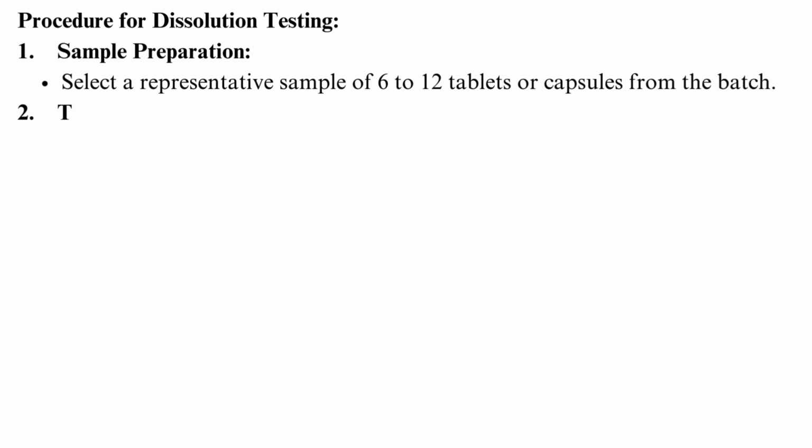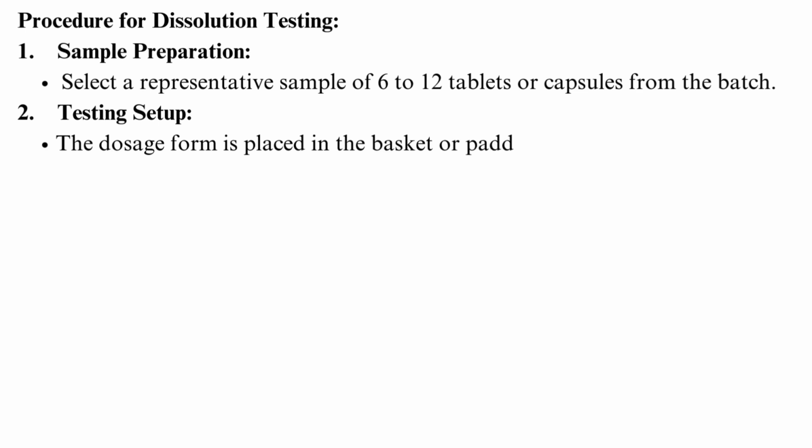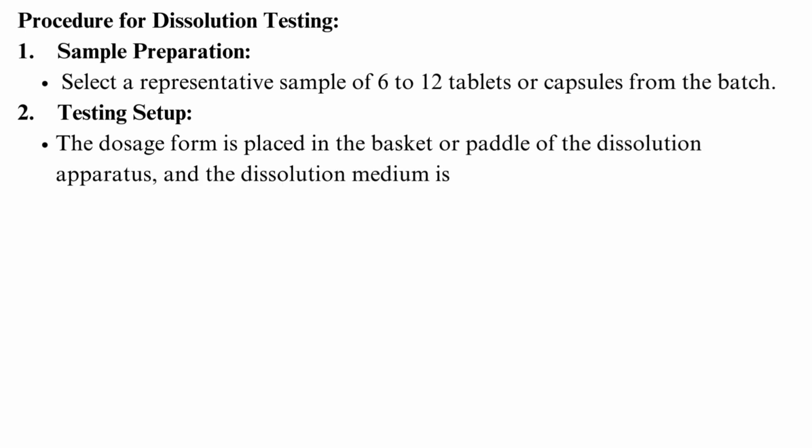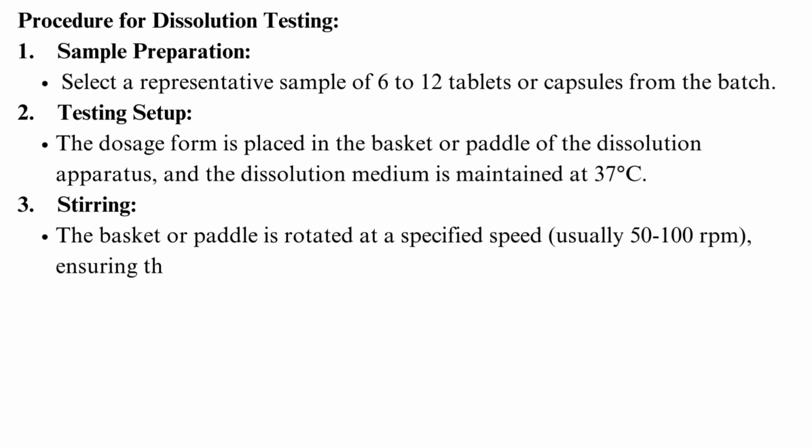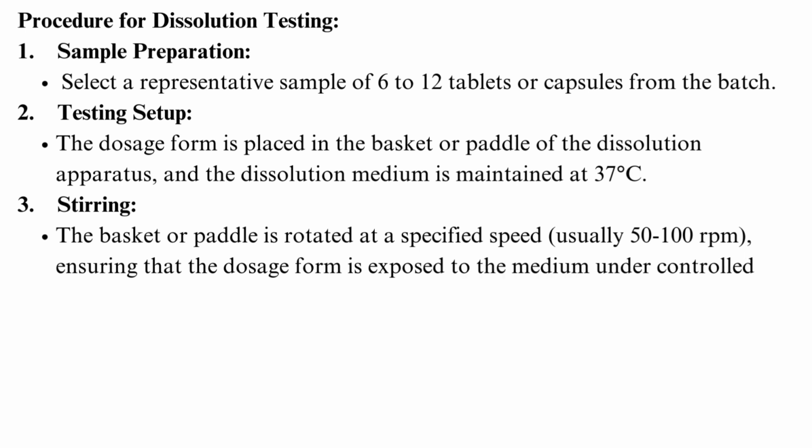Procedure for dissolution testing. Sample preparation. Select a representative sample of 6 to 12 tablets or capsules from the batch. Testing setup. The dosage form is placed in the basket or paddle of the dissolution apparatus, and the dissolution medium is maintained at 37 degrees Celsius. Stirring. The basket or paddle is rotated at a specified speed, usually 50 to 100 rpm, ensuring that the dosage form is exposed to the medium under controlled agitation.